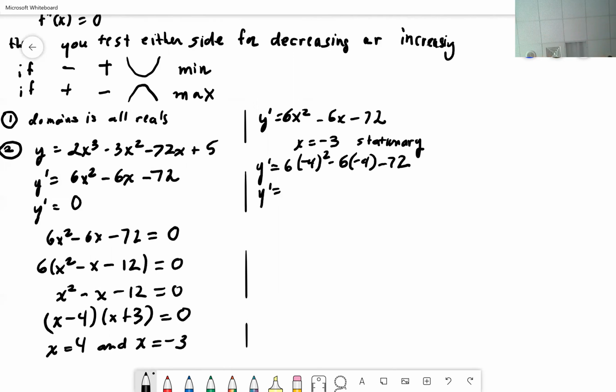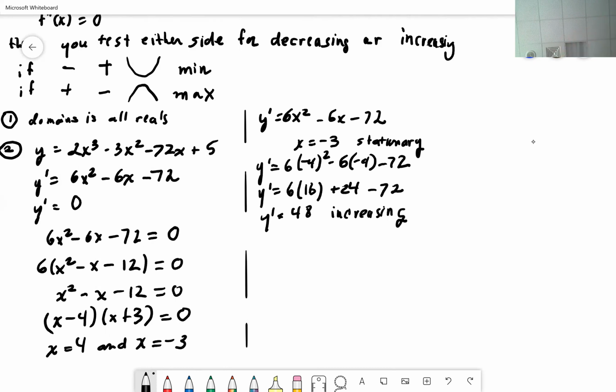So we're going to do it. 6 times 16 plus 24 minus 72. I think it's going to be positive, but I might be wrong. But it feels positive to me. In fact, when I'm done doing this arithmetic, it comes out to 48. So y prime is 48. That means that to the left of negative 3, the function is increasing.